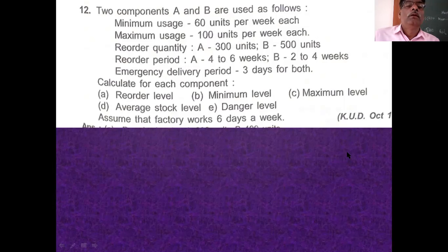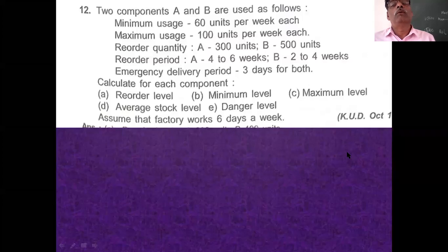Okay. Then delivery period for A is 4 to 6 weeks, meaning minimum 4 weeks, maximum 6 weeks. Then you calculate the average delivery period. And for B component, 2 to 4 weeks, meaning minimum 2 weeks, maximum 4 weeks. So you calculate the average delivery period for B. And emergency delivery period is 3 days for both.